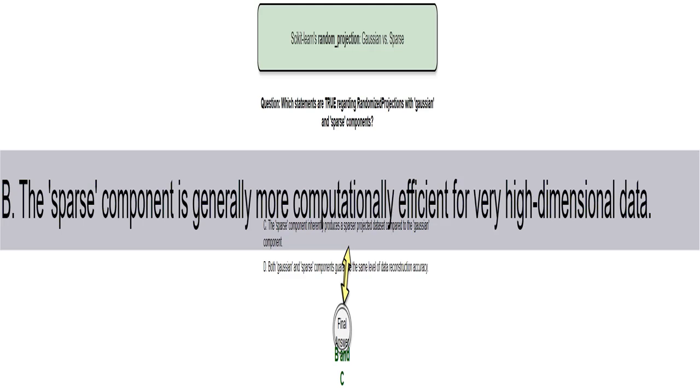Remember, a sparse matrix has many zero entries. For high-dimensional data, lots of features, using a sparse matrix for projection means significantly fewer calculations are needed. This leads to faster processing times. Think about it like this. If you have a giant spreadsheet mostly filled with zeros, you don't need to process every single cell. You can skip the zeros. That is the advantage of sparse matrix representation. Therefore, statement B is generally true.